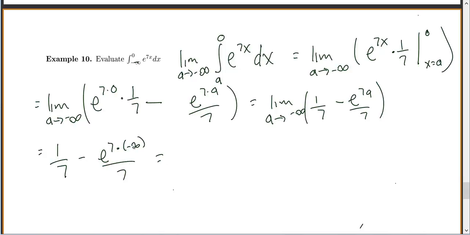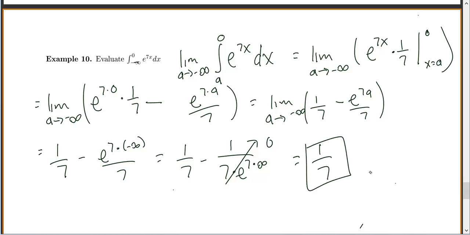Now notice here you have a negative in the exponent, so we need to rewrite it anytime we have a negative in the exponent. So this will be 1 over 7 times e to the 7 times now positive infinity. So we have 1 divided by really, really big numbers, so that goes to 0, and we just get 1 over 7. Because we got an answer, this is convergent. A finite answer is convergent.